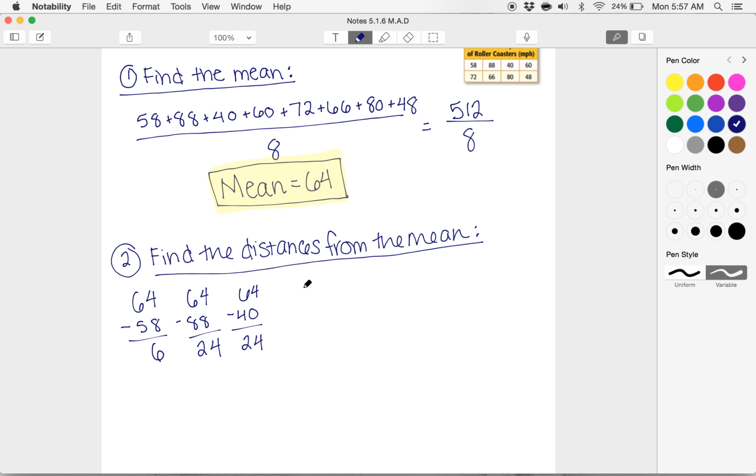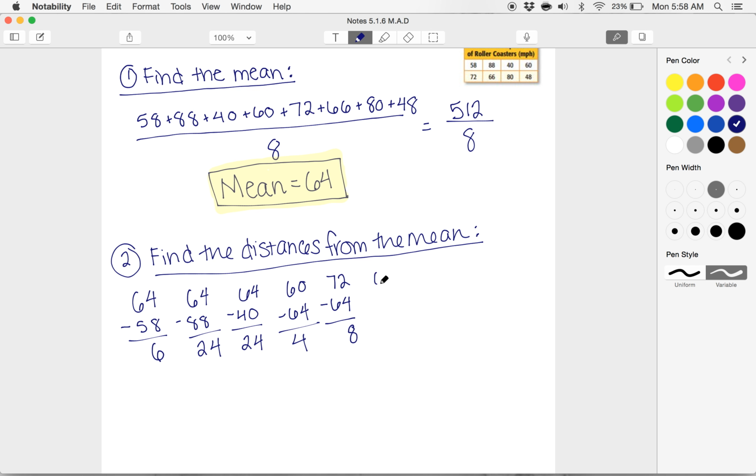So now I'm on 60. If I want, I could do 60 minus 64. See how I switched where my mean was? That's fine, as long as I pick the positive. So the answer to this one was a negative 4, but I'm going to pick positive 4. Okay, after 60, I have 72. Maybe I'll start with 72 minus 64. The order does not matter in this case. Looks like I'm going to get positive 8.